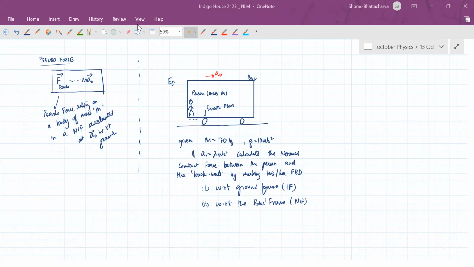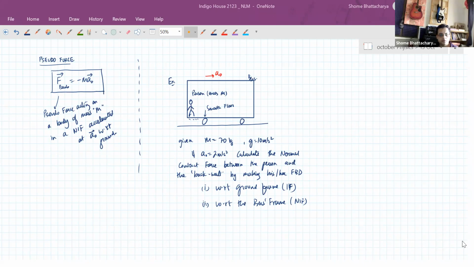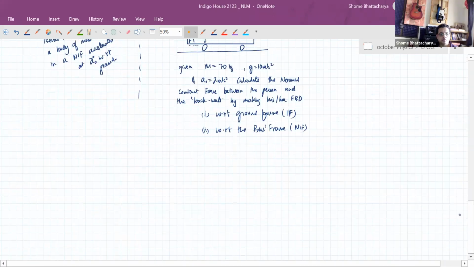The mass of the person is only 70 kg, beta, so how can the force be 1 Newton? Anyhow, let's look at this.